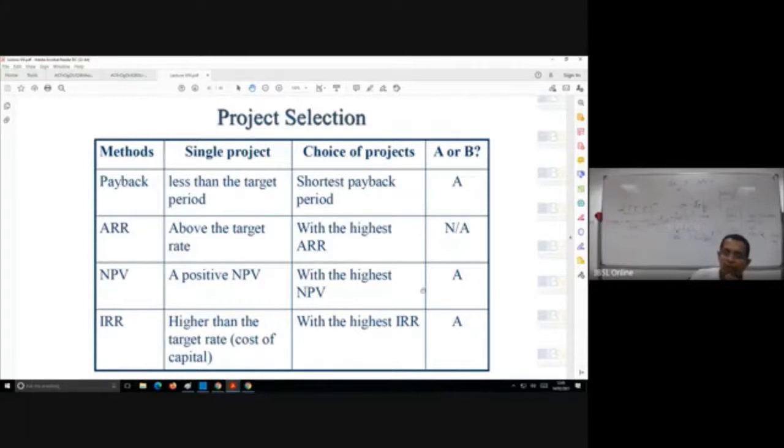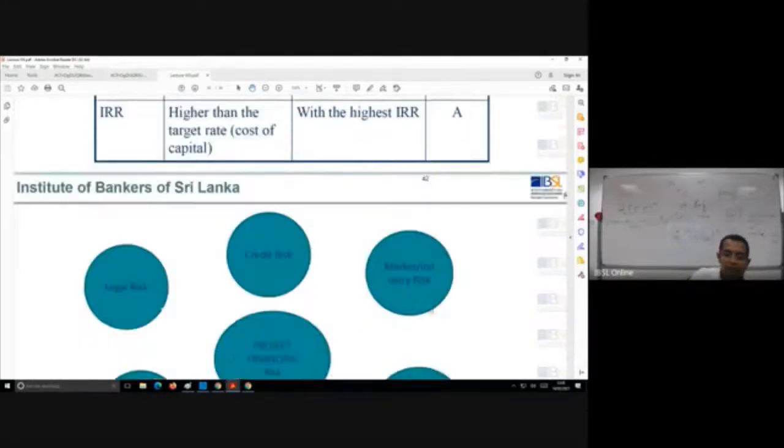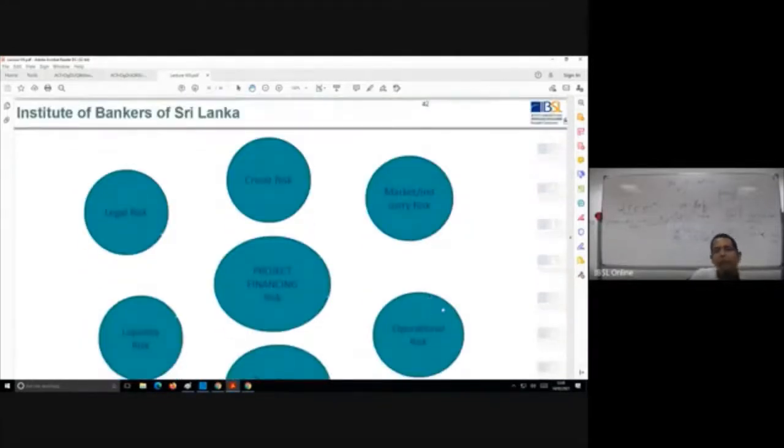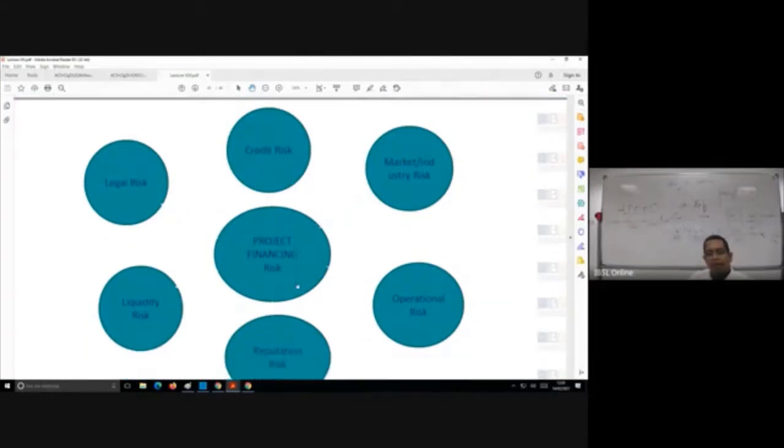NPV, which has the highest NPV. IRR, which has the highest IRR. So A is the best out of the two projects, right? Then that is the investment numerical appraisal. Then we have to look at the project from these angles as well, right?